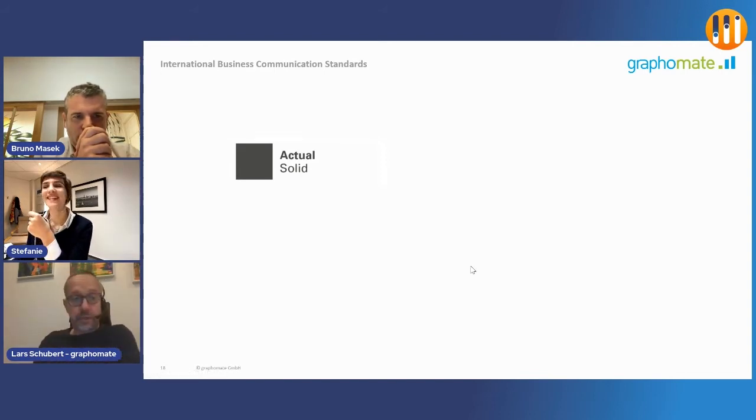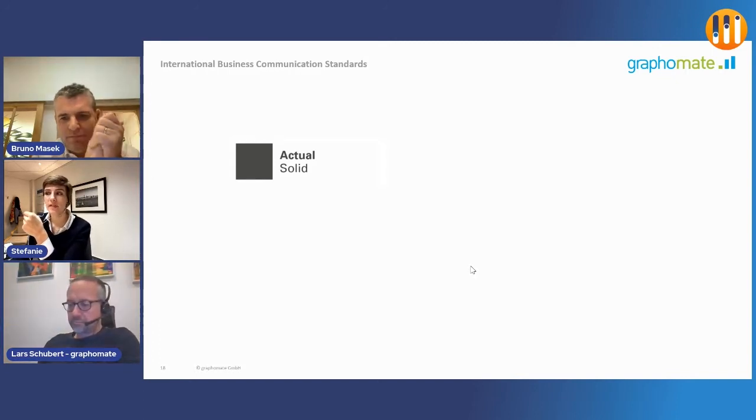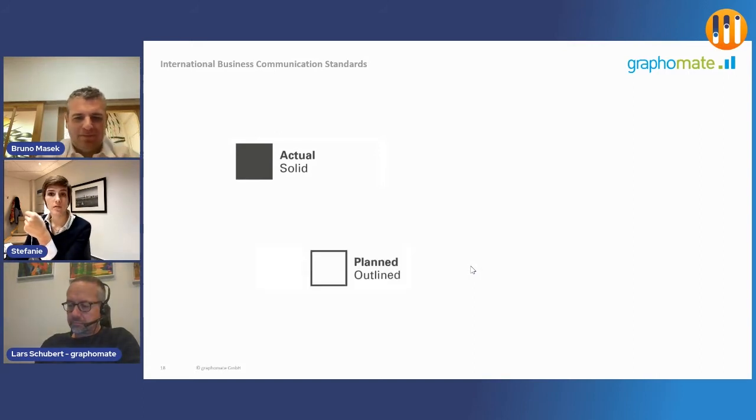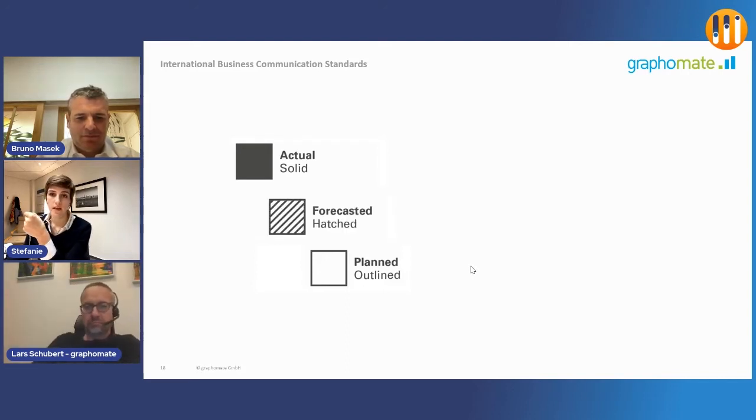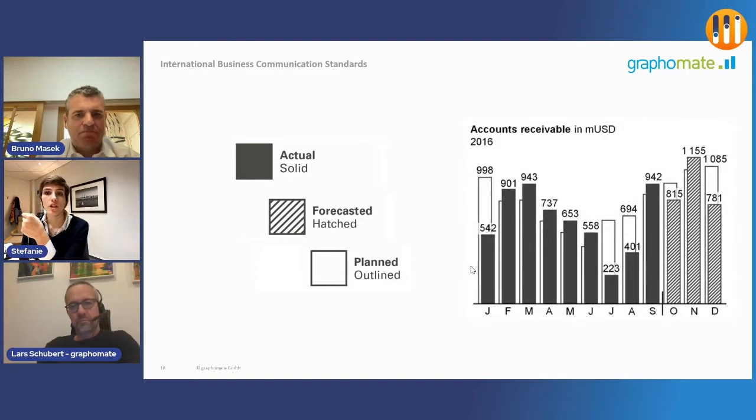We can standardize even the format of the chart elements, like actual values in solid colors, and the planned values are outlined like this. And for the forecast, we use the hatch pattern, which looks like this. And if you put it on a chart, it becomes this visual, and you can easily see if you go over your planned budget or if you're still under it. Just quite easy.